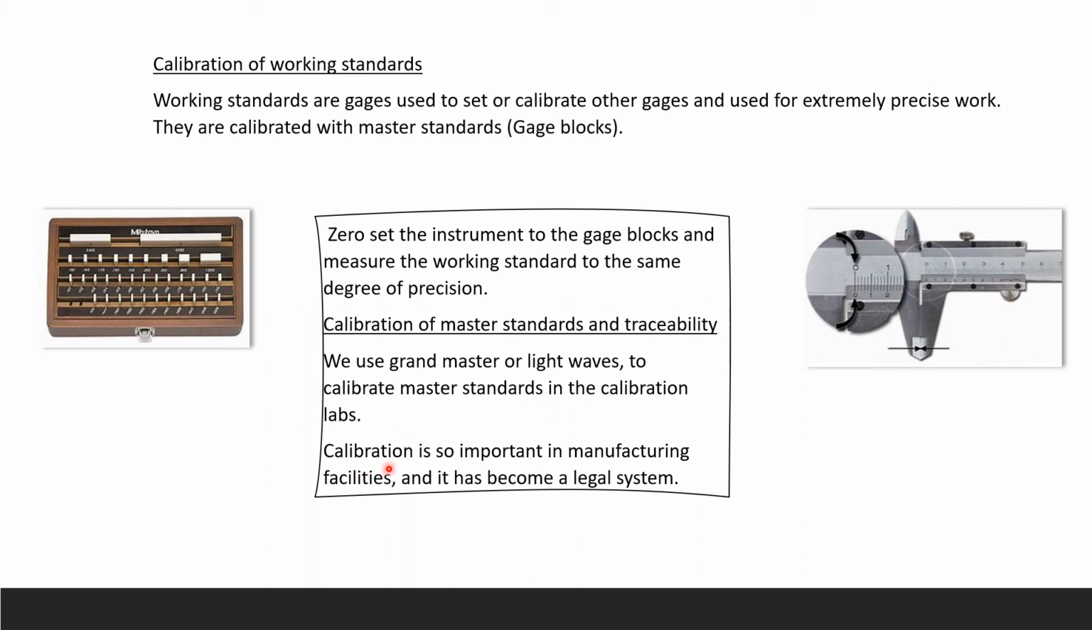Calibration is so important in manufacturing facilities because we're producing billions and billions of different products all over the world. Whatever you're touching in your room comes from manufacturing. Whatever you're wearing comes from manufacturing. Whatever you like in the refrigerator comes from manufacturing, and they're all measured by the metrologist.